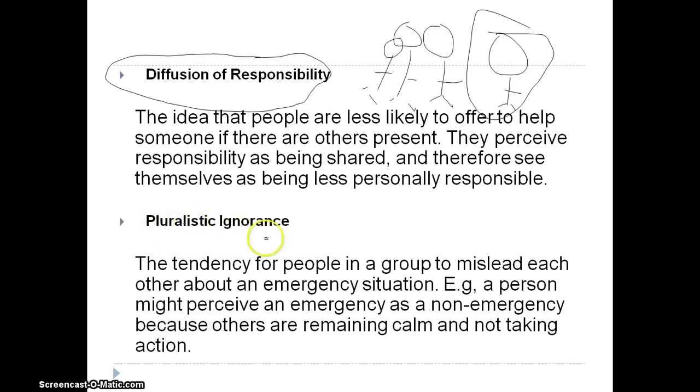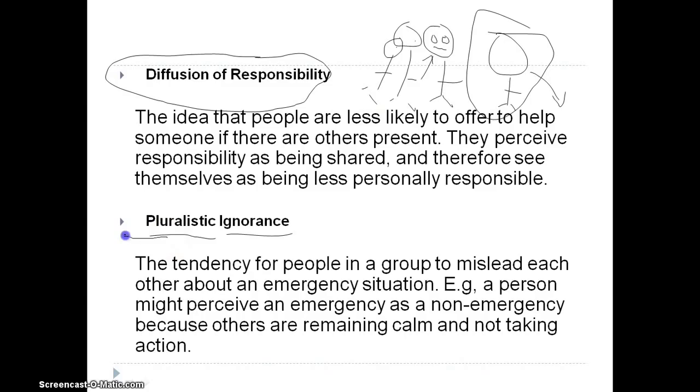and that can lead to pluralistic ignorance, which is people ignoring the fact that there's an emergency situation. Okay, plural meaning more than one. The tendency of people in a group to mislead each other about an emergency situation. So like a person might perceive an emergency as a non-emergency because others are remaining calm. This person collapses, and if the first person next to them just stays pretty cool and doesn't do anything, the others might think, oh well, if he's being pretty cool, then we'll be pretty cool about it.